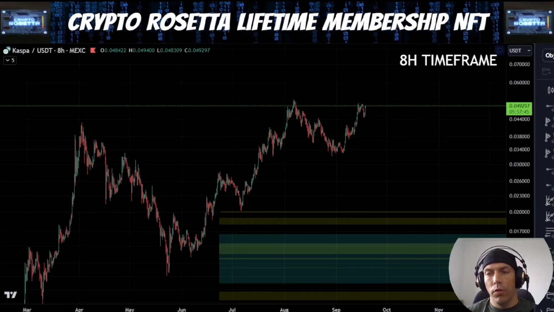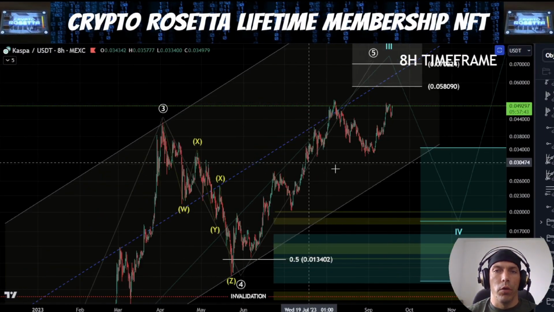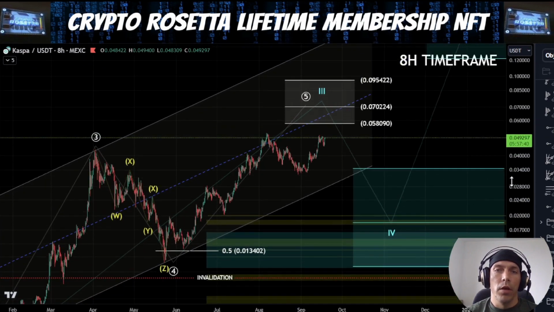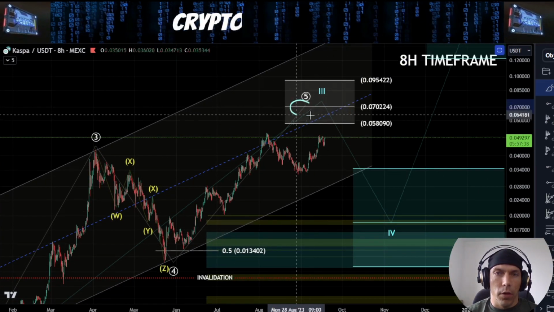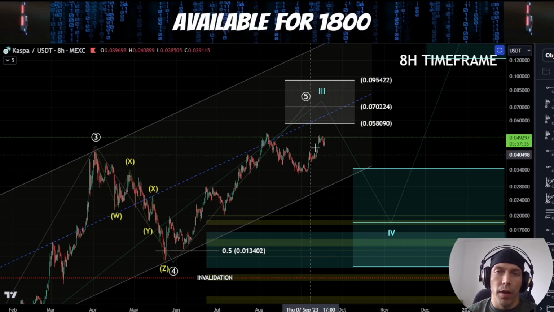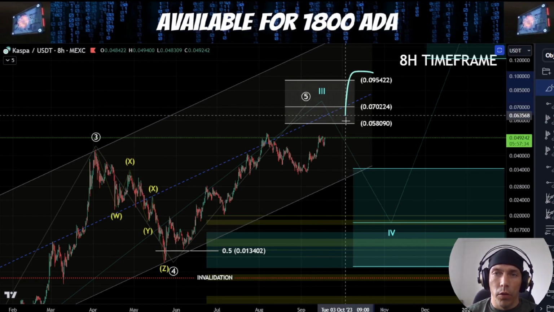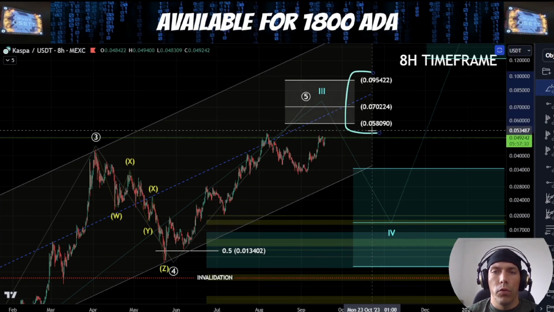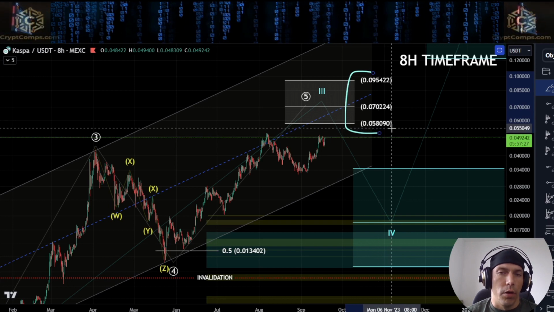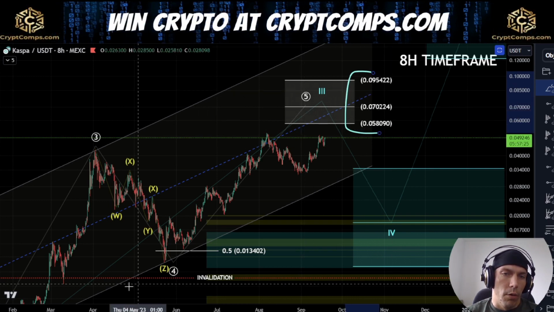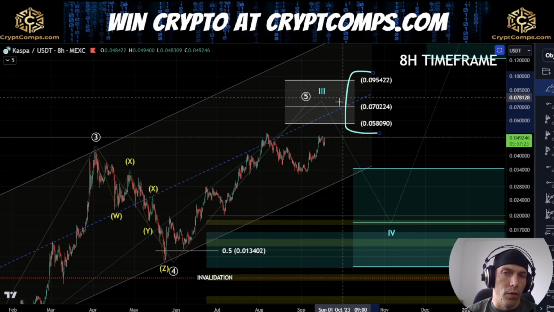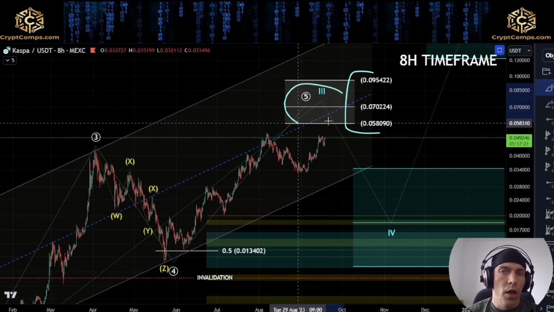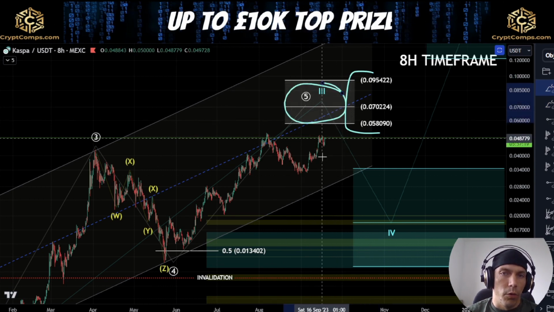Okay, so before we jump into the lower time frame stuff, what we're going to talk about is our higher time frame idea here, where we are looking for the potential that this fifth wave could still be in play here, and we could still be looking for this 0.95422 to this 0.58090 as a potential target area for this. Now this would actually be implying that this move is starting to extend out here. And what we'd be looking for is this fifth wave to come into play.